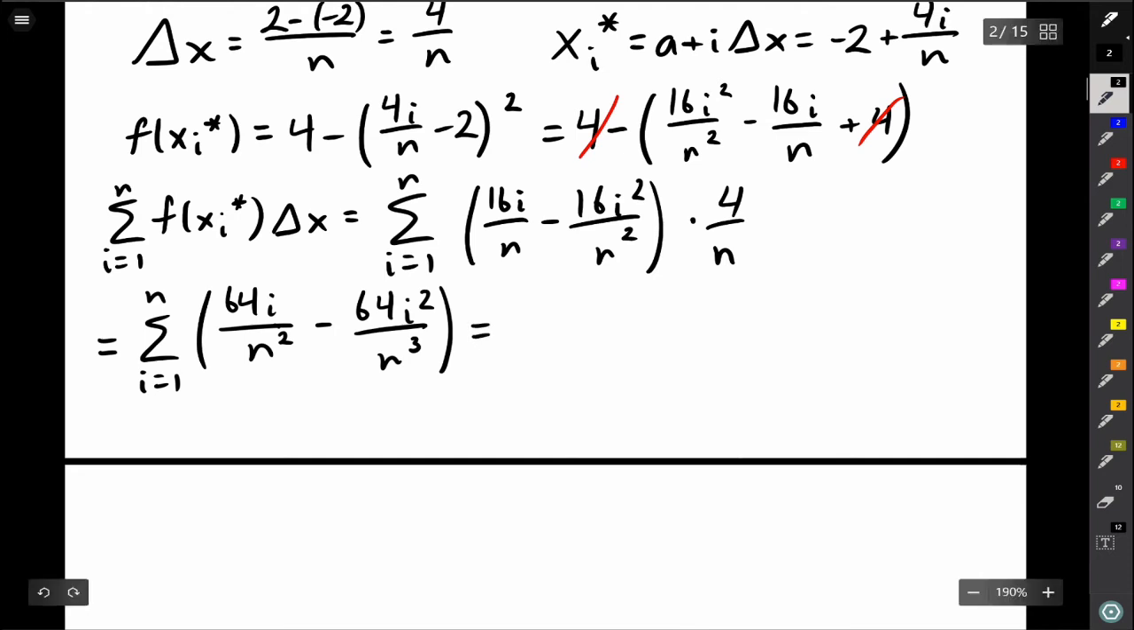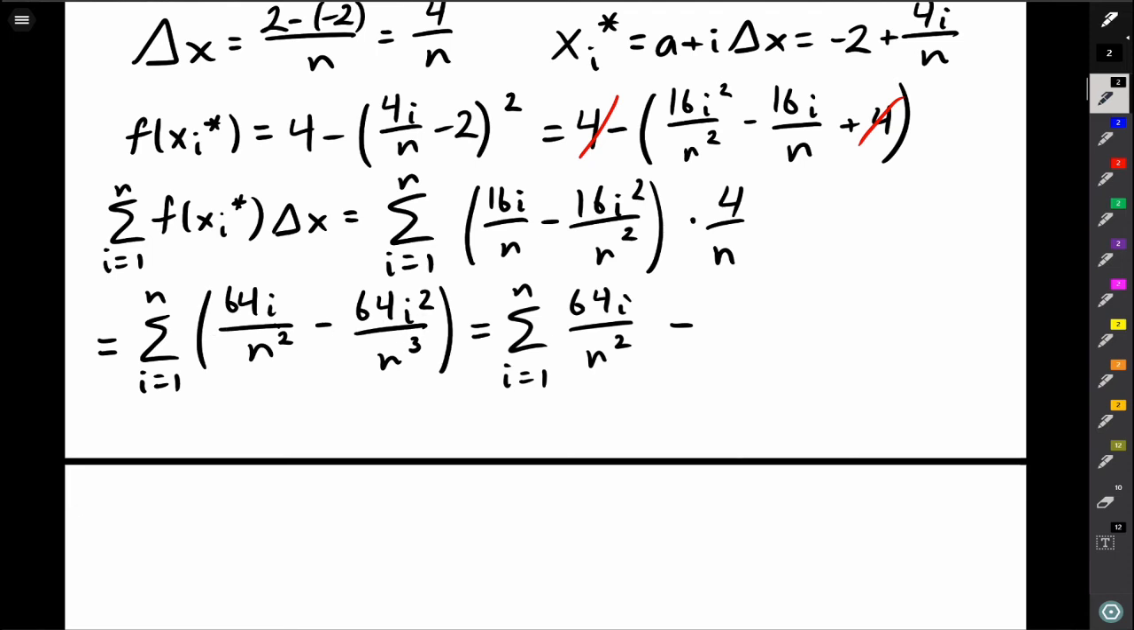What we're going to do here is use some properties of sums. These properties of sums say that I can split up a sum over an addition or a subtraction, and I can factor out constants, much like how limits and derivatives work. So for the first part, let's do this piece by piece: the sum from I equals 1 to n of 64I over n squared, minus, so I'm going to add these up and then subtract adding up all of these.